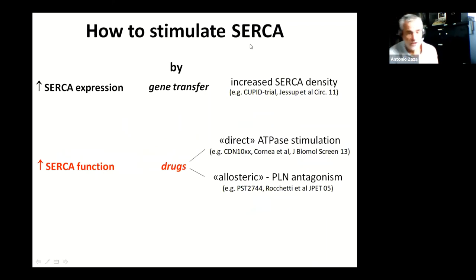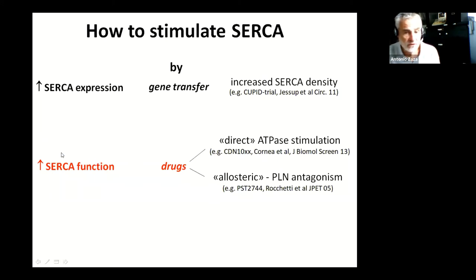So now let's switch gears and go to how to stimulate SERCA. It is not an easy task. We can achieve it by two means. One is increasing SERCA expression in the cell, and the other is increasing the function of the already expressed SERCA. Increasing SERCA expression has been attempted by gene transfer, and this was the CUPID trial, which failed not because the principle was wrong, but simply because gene transfer implies viral transfection, which is very complex, very expensive, and can be nullified by the immune response of the recipient.